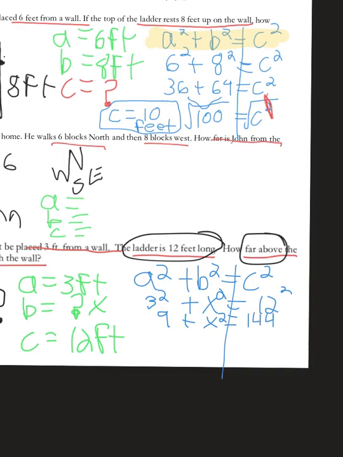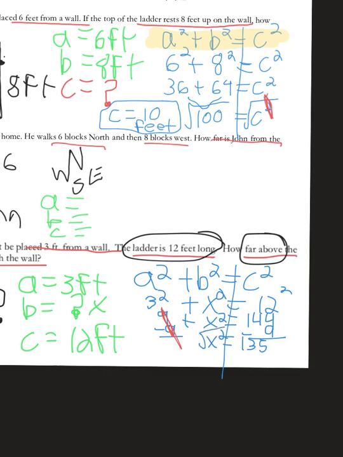Right? We have a positive 9, so I want to subtract 9 on both sides. Subtract 9 on both sides. The 2 9s cancel out, and then I have 144 minus 9, which gives me 135. Okay, so I have x squared equals 135.